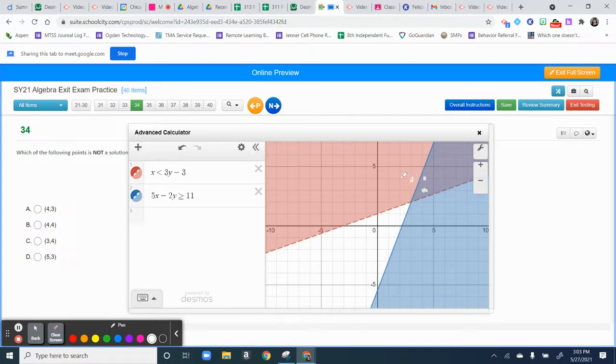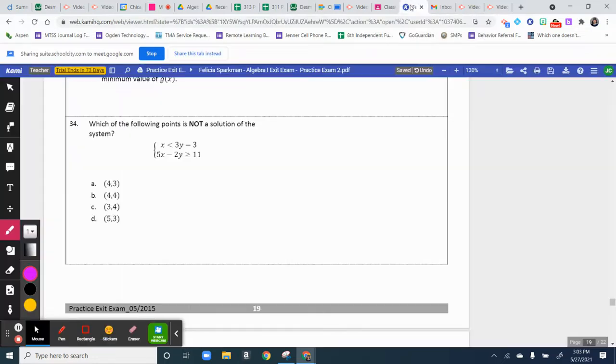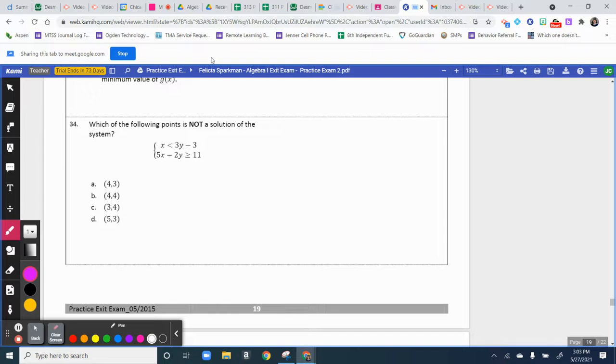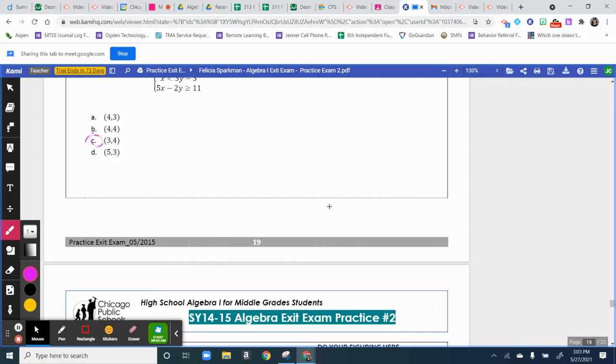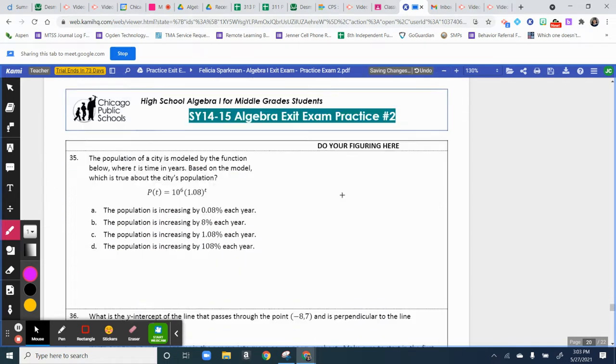So even though (3, 4) is a solution to the first one, it is not a solution to the second one. And then (5, 3) is also a solution to both. So the only one that's not a solution to both is (3, 4). It falls outside the area that they have in common. So for (3, 4), it's going to be C because it's outside of that common area. Okay. Almost there. Here we go.